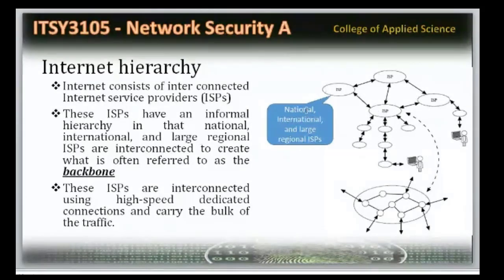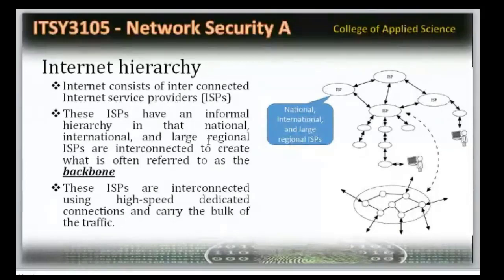You can see national, which means inside a country. Inside the country you can have many. Then international, then large regional. Large regional means, like, Asia or Europe, at the continent level. So what we understand from this is that there will be a bunch of ISPs, and the ISPs have a hierarchy, with a top level, a next level, and so on. So some hierarchy will be formed.